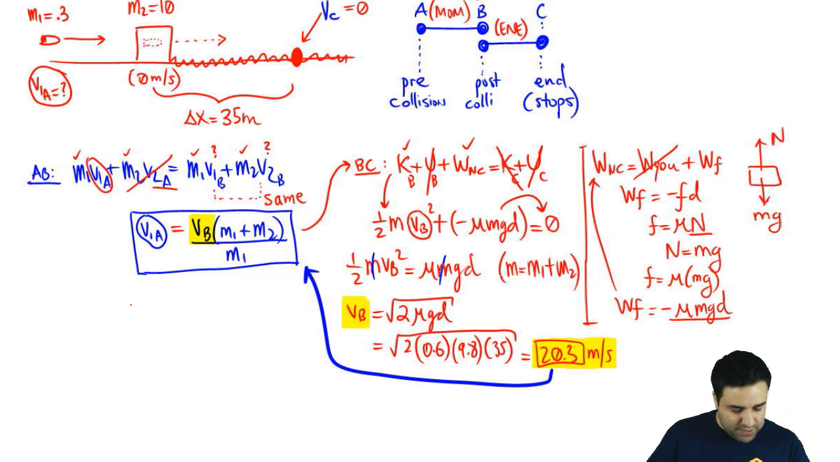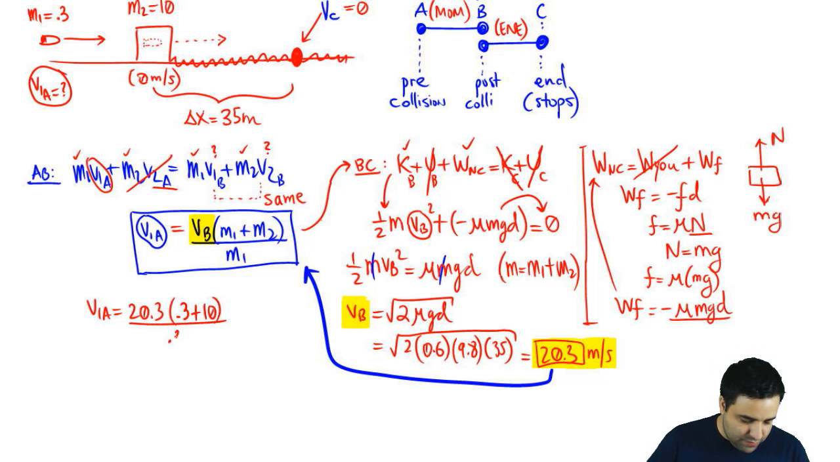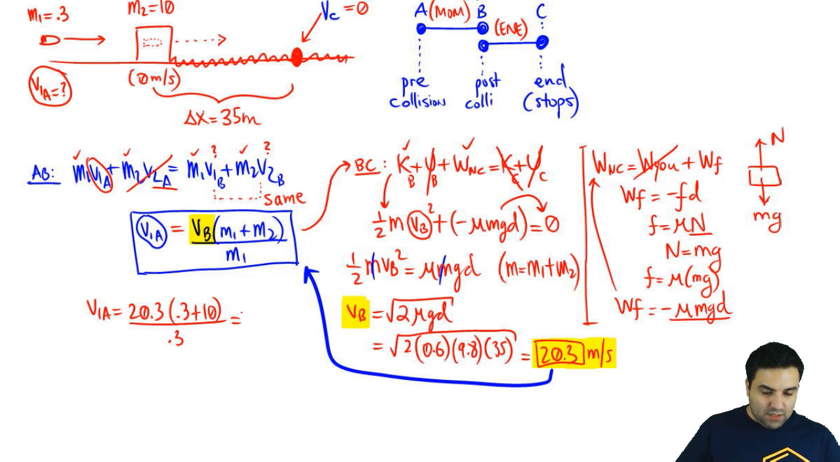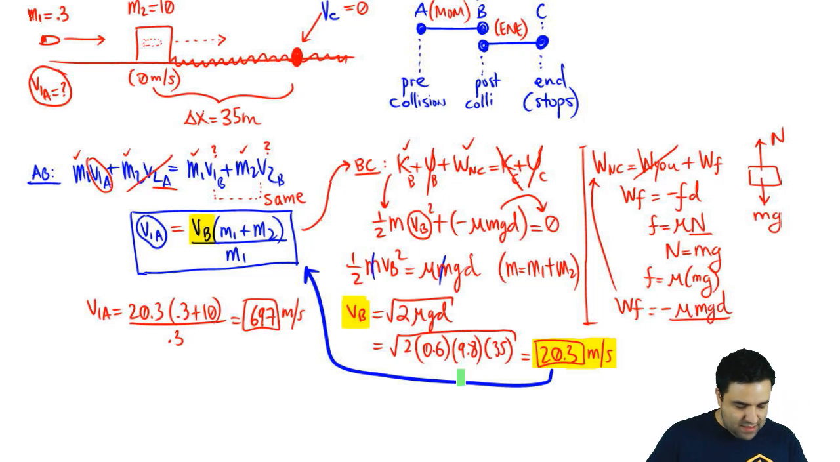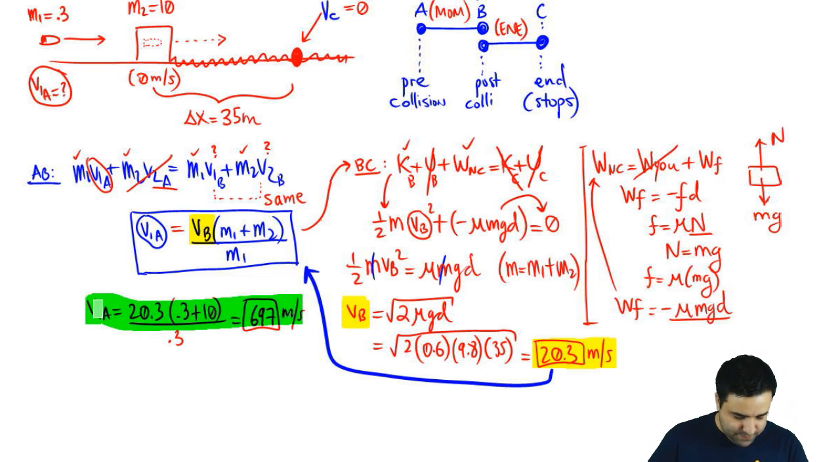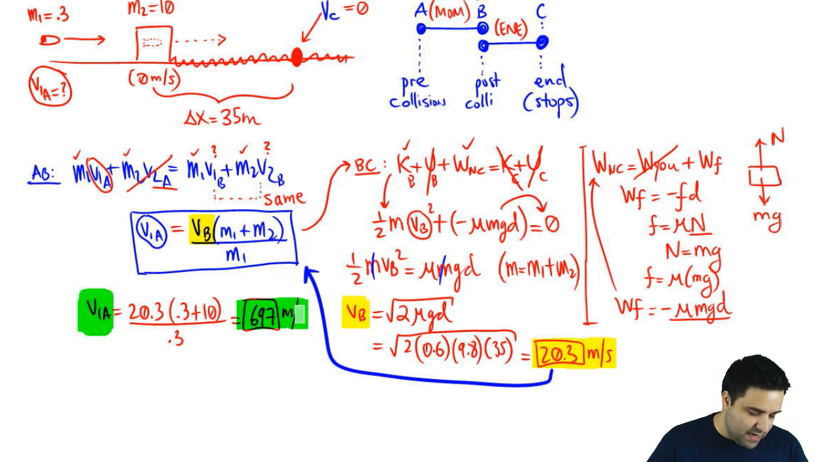Now we're basically done. We just have to plug it in. So V1A equals 20.3 times the masses, 0.3 plus 10, divided by 0.3. Let me see, do I have this here? 10.3, 20.3, 0.3, yep, I got it. So this is going to be 697 meters per second, and this is the final answer. The initial velocity of the bullet is 697.